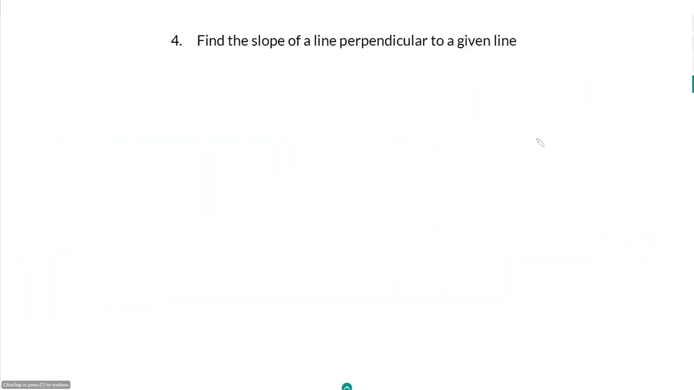Find the slope of a line perpendicular to a given line. I don't know if we talked about this in the video series, but it's not that complicated. If you have a line perpendicular to any line, its slope will be a negative reciprocal.